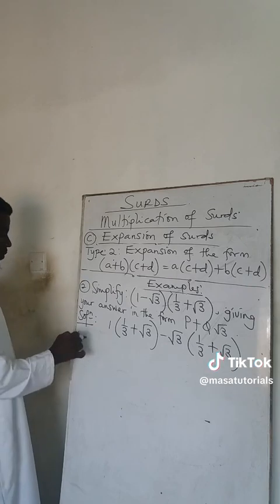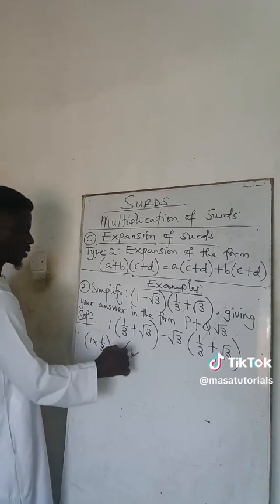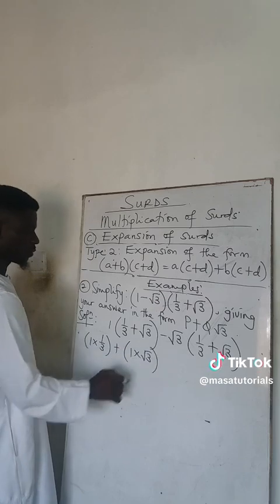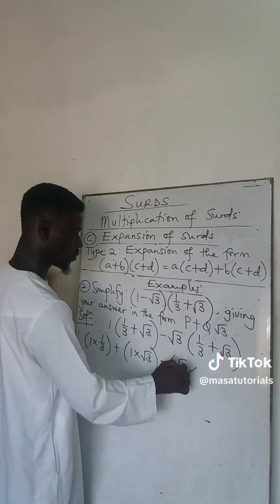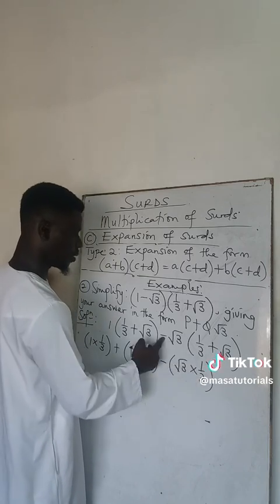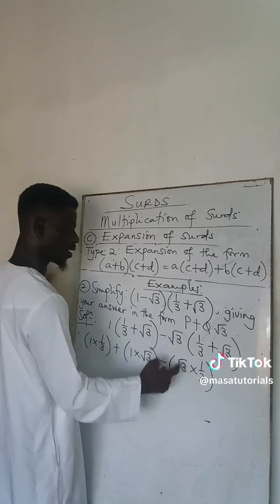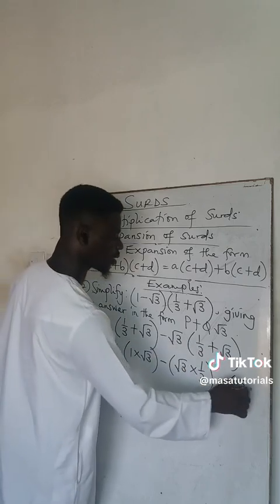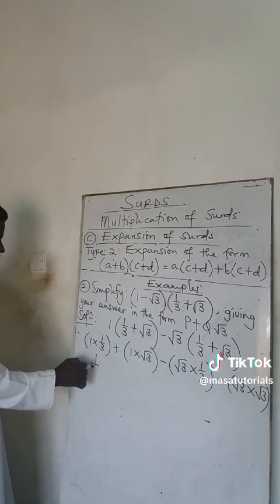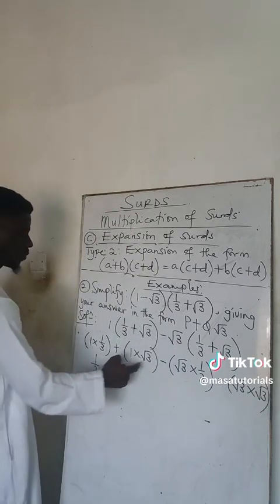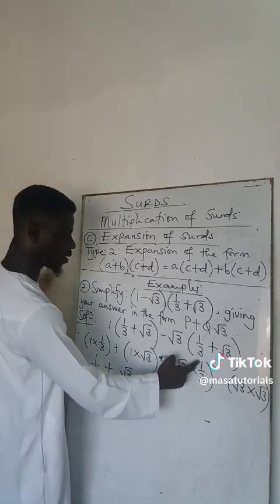Now, 1 times 1 over 3 plus 1 times square root of 3. Then here minus square root of 3 times that, times 1 over 3. Negative times positive is negative. Always mind you, be very careful with that. Square root of 3 times square root of 3. 1 times 1 over 3 is 1 over 3. Plus here we get square root of 3 minus square root of 3 times 1 over 3.